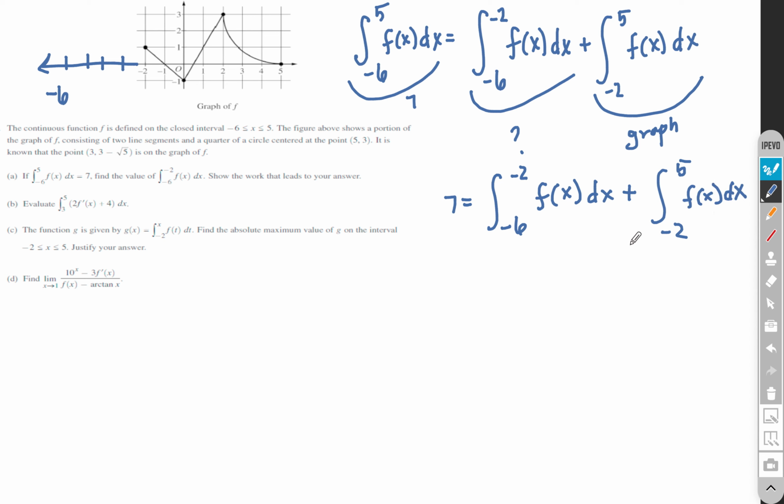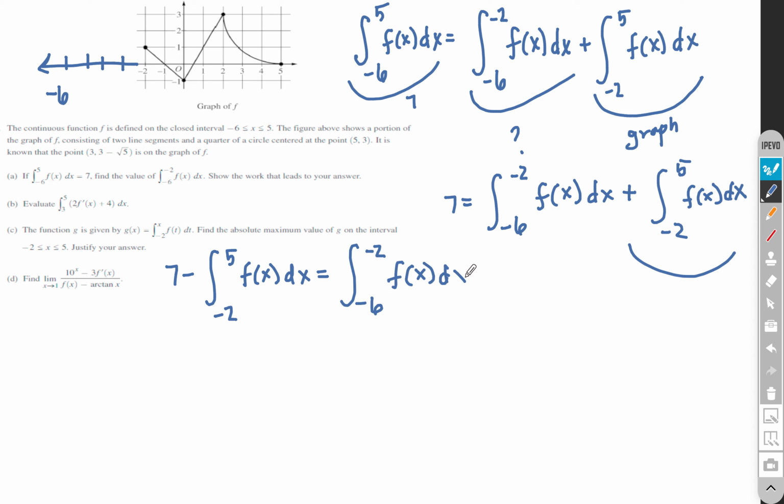We can move this piece over to the left of the equation. So we have 7 minus the integral from -2 to 5 of f of x dx is equal to the integral from -6 to -2 of f of x dx. And now, as long as we can figure this out, we will know the integral from -6 to -2. So let's start taking a look at the graph and trying to figure out what this integral is.